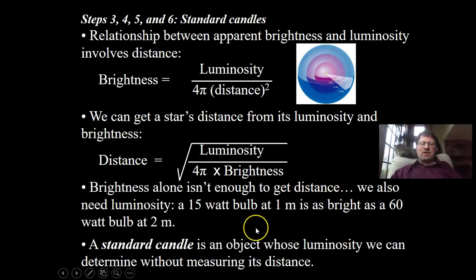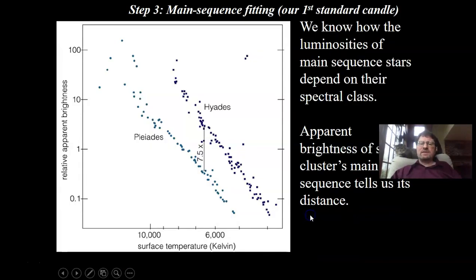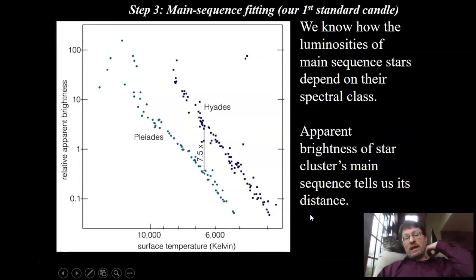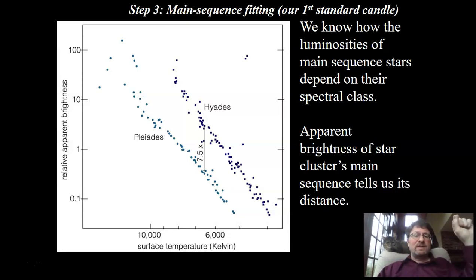So what kind of standard candles can we make use of? Remember, these are objects whose luminosity we can determine without knowing the distance. Well, in step three, what we make use of is the fact that main sequences are well understood. And if you can find a star on a main sequence, you've seen many other stars like that star in the past, and you have, for those other stars, maybe they were close enough to determine the distance by parallax. You know what their intrinsic brightness is, and so this one should be no different than all the others.